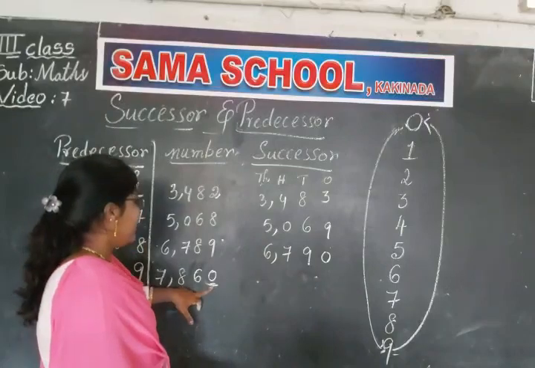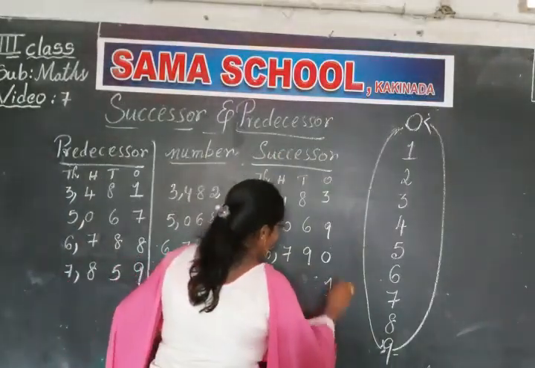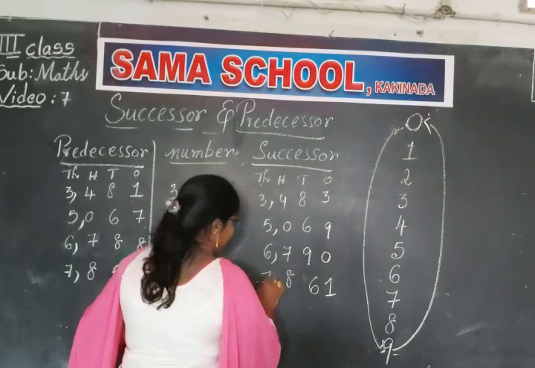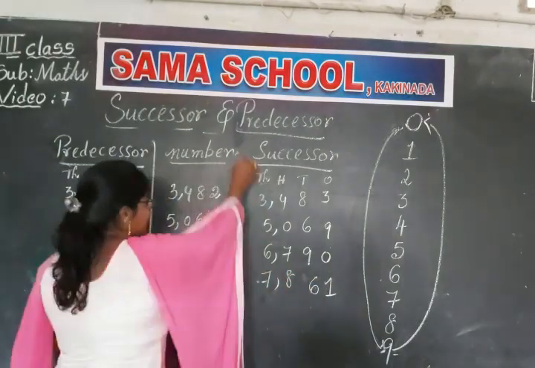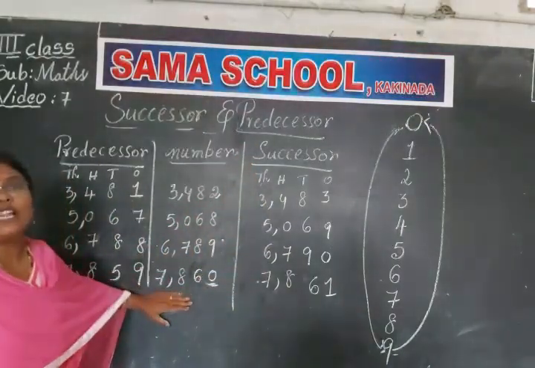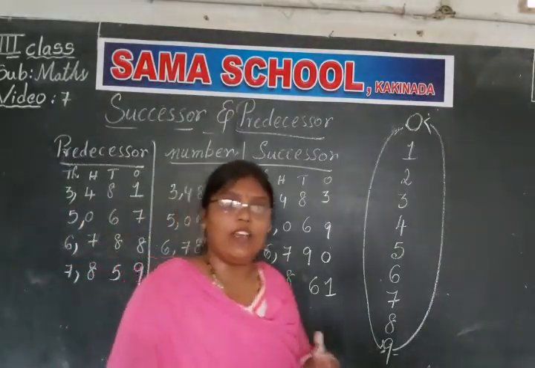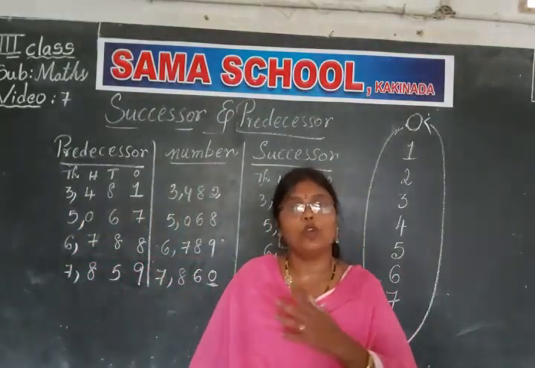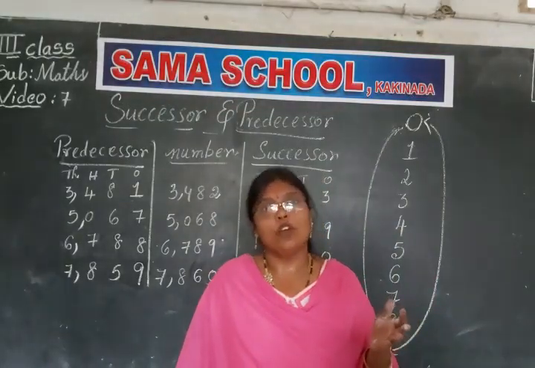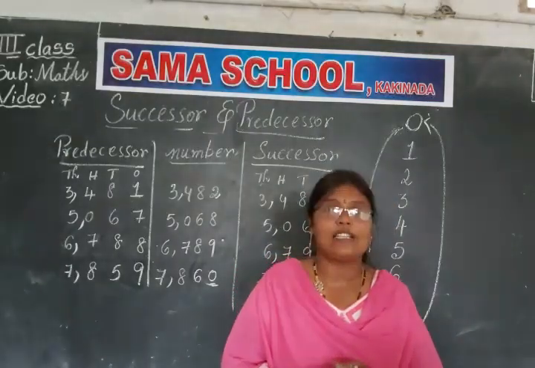See, what is the successor of 0? 1 and the remaining digits as it is. 7,861 will be the successor of 7,860. So children, is it clear? Do you understand how to write the successor and predecessor of given numbers? Okay, very good. Now let us meet again in our next class. Bye children.